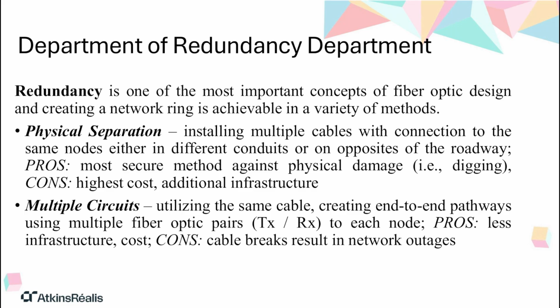The first, and maybe the most robust, is physical separation. Okay, what does that involve? It means installing completely separate cables, often in different conduits, maybe even on opposite sides of the road. You saw this in massive FDOT projects like the I-4 Ultimate Rebuild. Same nodes get connected, but via physically distinct routes. Wow, that sounds incredibly secure. Like a backhoe hitting one conduit wouldn't affect the other one at all. Exactly. The security against physical damage is the huge plus.